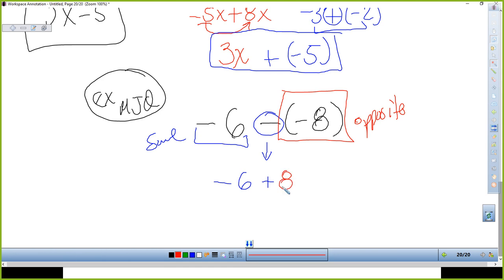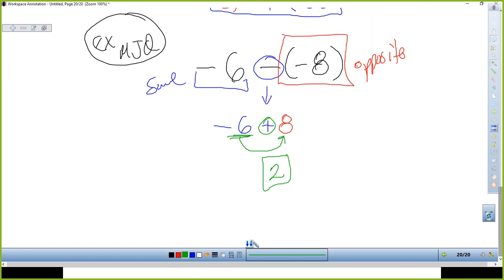So now that we have that, let's work on these two. Is there addition? Yes. Are they opposite numbers? Yes. Negative 6 is going to cancel 6 of these, and we're left with 2. We good? Alright.